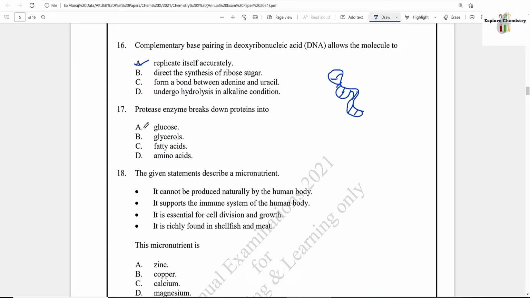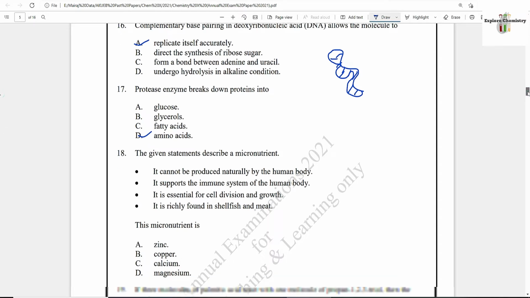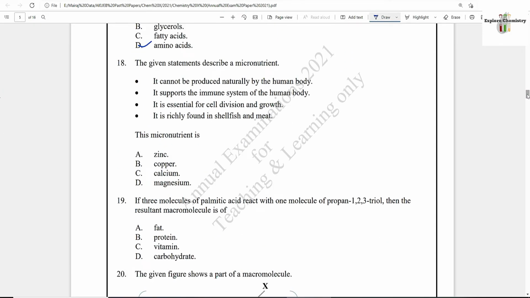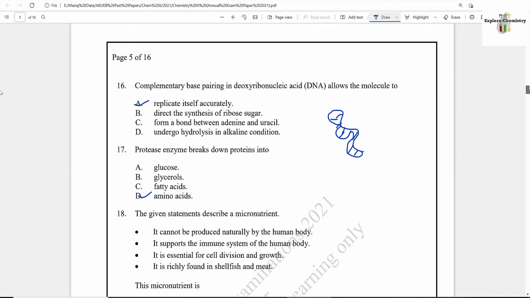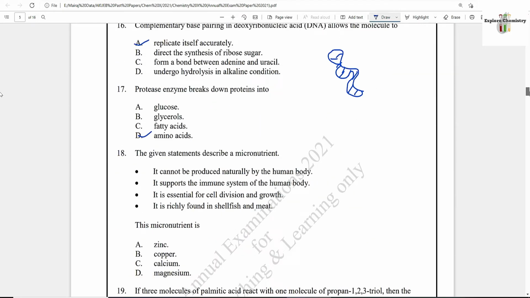Number 17, protease enzyme breaks down protein. Proteins are made up of amino acids, so they will only break down into amino acid, not glucose, not glycerol, not fatty acids, only amino acid, because amino acids are responsible for making protein molecule. Okay, I didn't tell you, from number 16 chapter number 5 MCQs are starting.